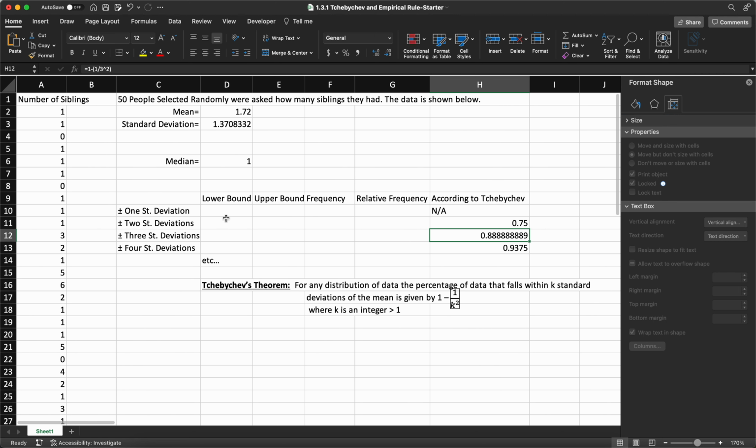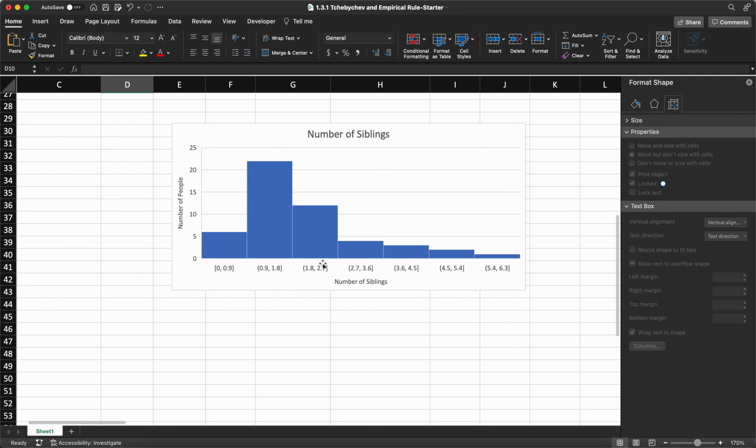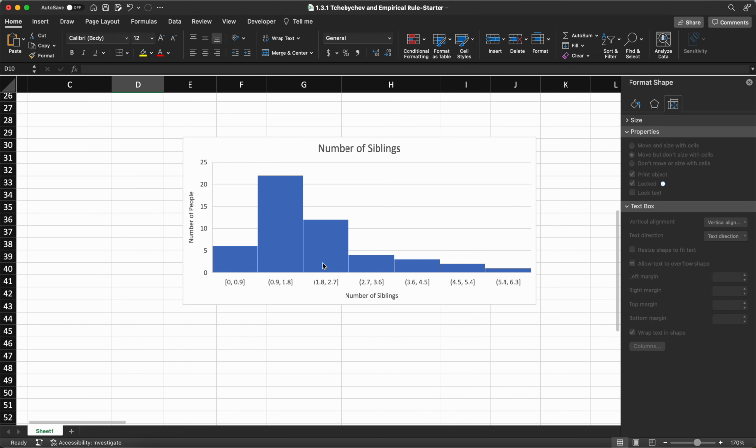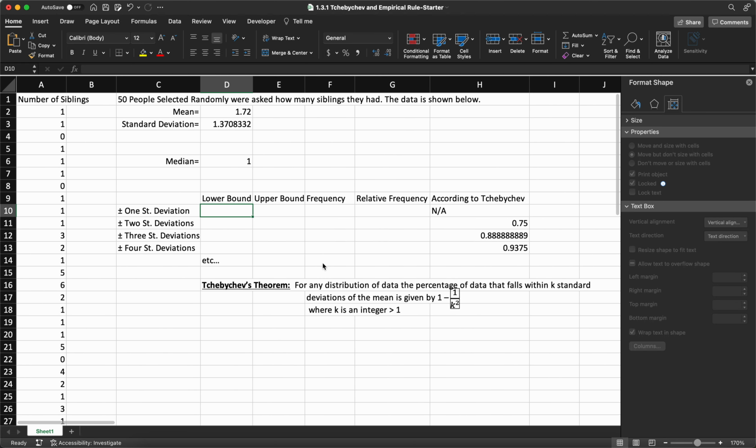So what I'm going to do is I just want to illustrate that this data set, which is clearly not symmetric in any way, it's just a skewed right data set, I want to show how that falls into this category. So what we're going to do is we're going to find a lower and upper bound for 1 standard deviation away from the mean, 2, 3, 4, so on and so forth.